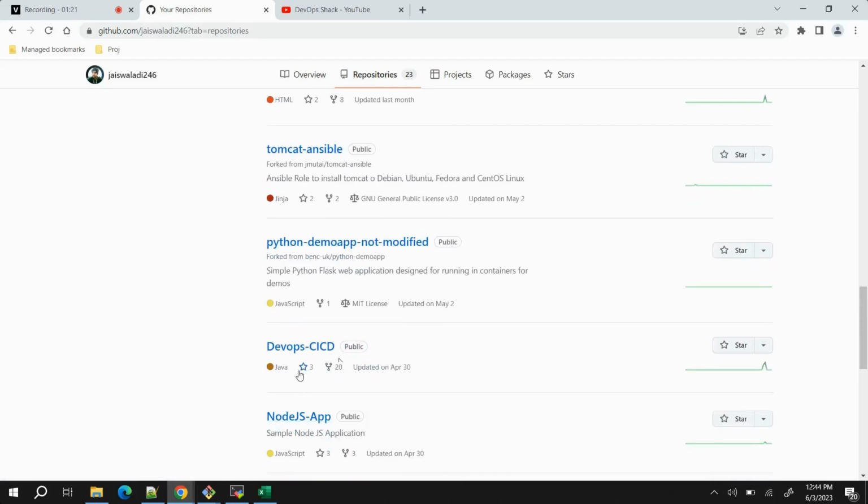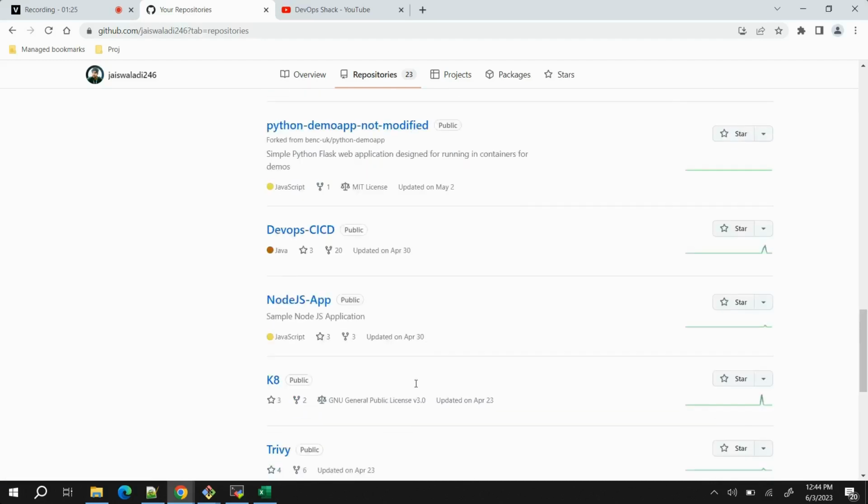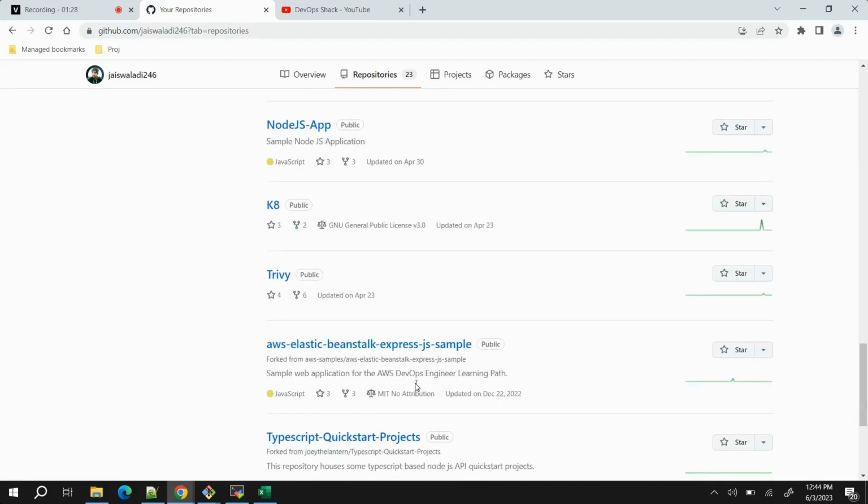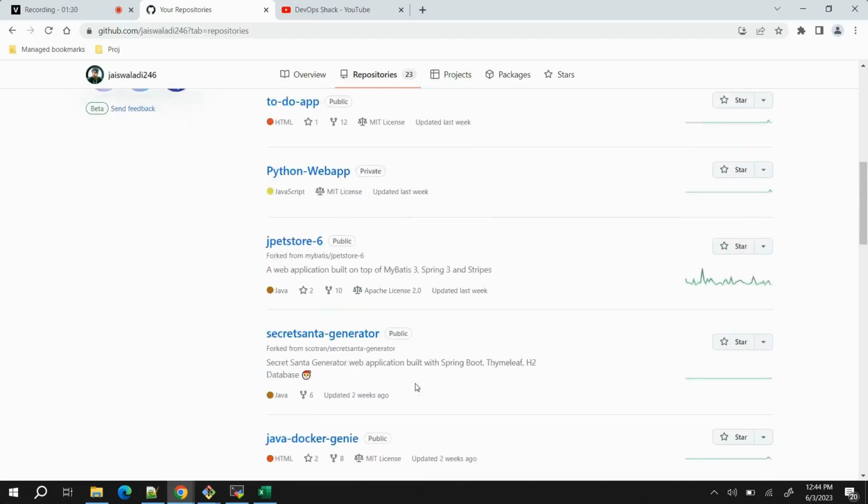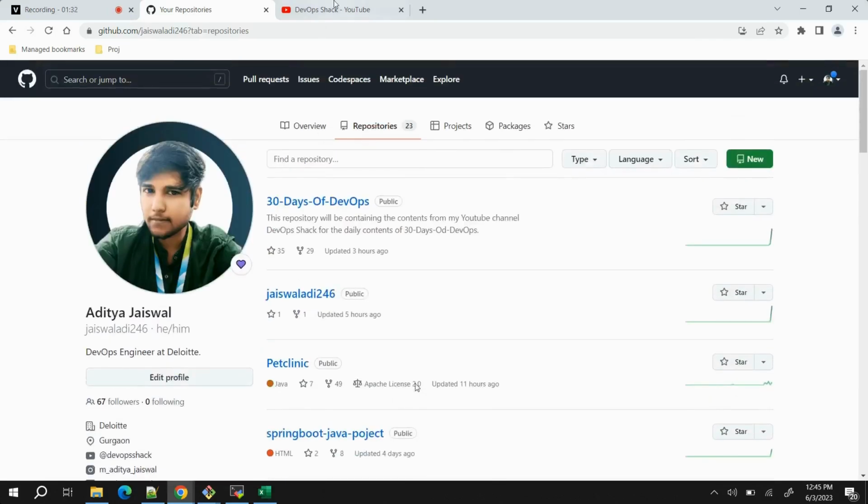All sorts of applications I have, like Java based, then Node.js based, then even Python based applications I am having. So everything, stages and everything, is there. You can just follow and get the projects and start doing your own POC.